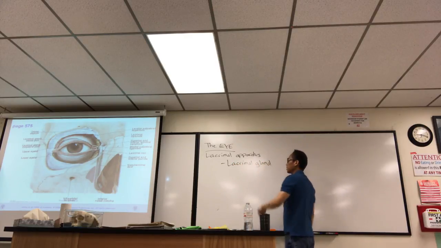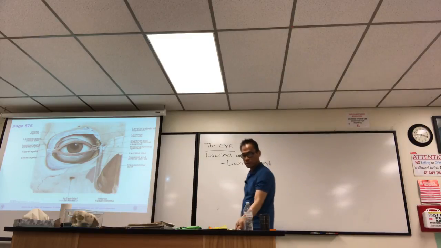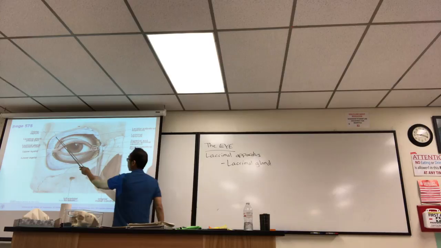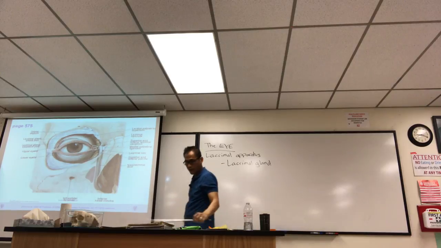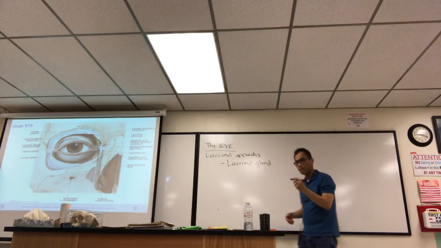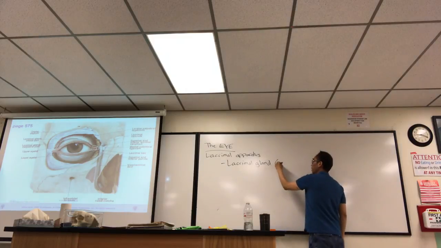It's not fully dissected in this picture, if you point to it. It's in the upper lateral region right here. Okay, this part. Let's call it lacrimal gland. It is the gland that produces tears, is innervated by cranial nerve 3.